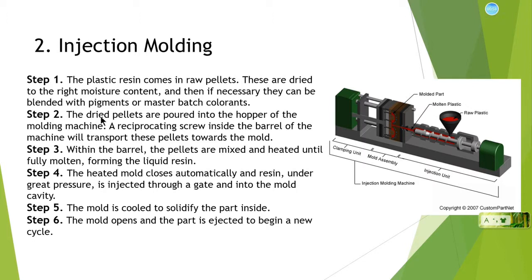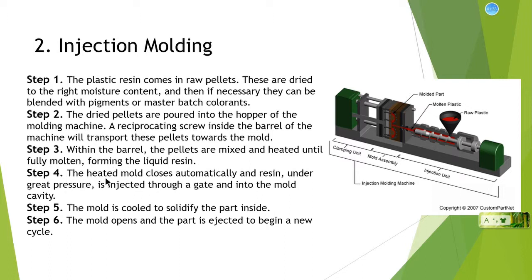Step 2. The dried pellets are poured into the hopper of the molding machine, like this. A screw inside the barrel of the machine will transport those pellets towards the mold. Step 3. Within the barrel, the pellets are mixed and heated until fully molten, forming the liquid resin.